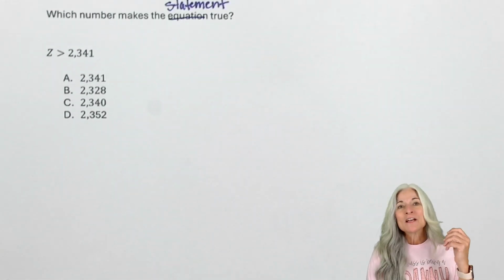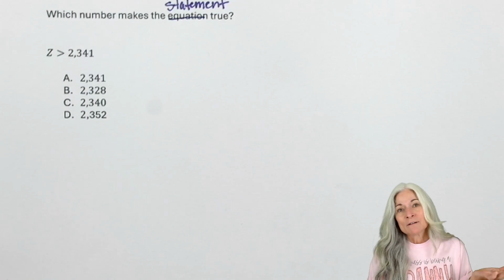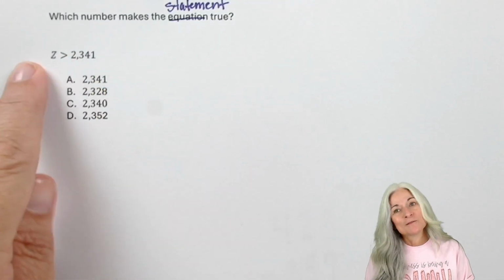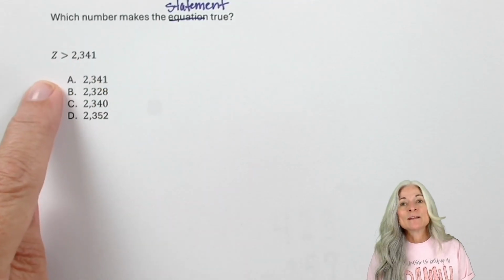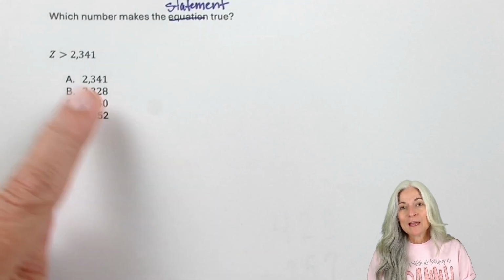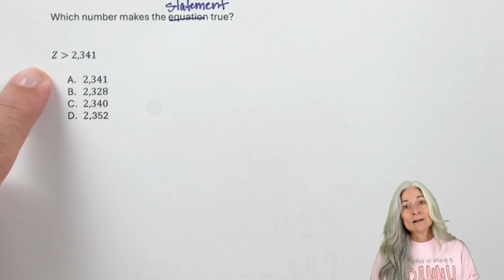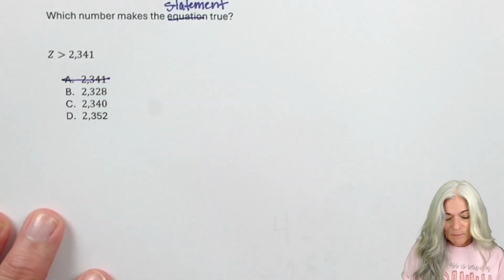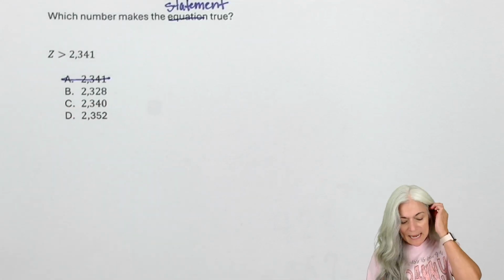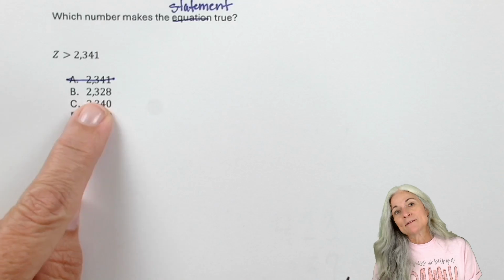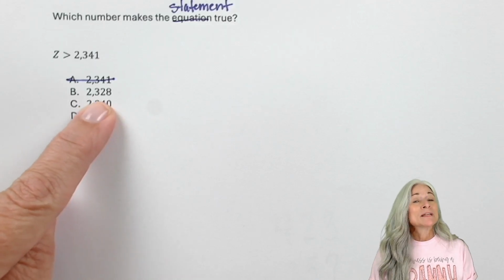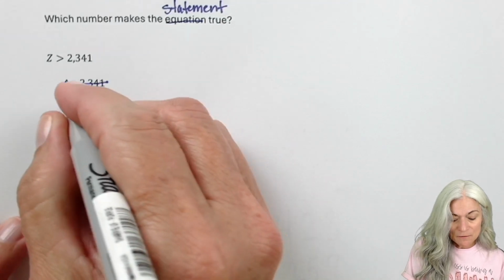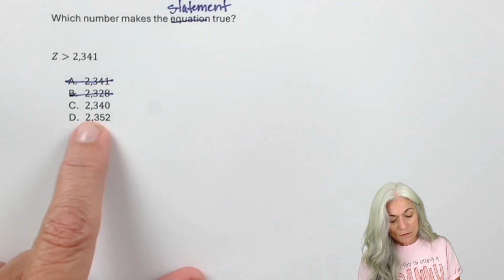Let's tackle the problem. So this one is really not as difficult, I think, as it might seem, because what they're doing is just wanting you to substitute these numbers in for Z and see which one makes it true. So if I put 2,341 in here, well, they would be equal. So it's not true. So it's not that one. If I put 2,328, well, they both have 2,000s, they both have 300s, but two tens is less than four tens, so not greater. So that is not true.